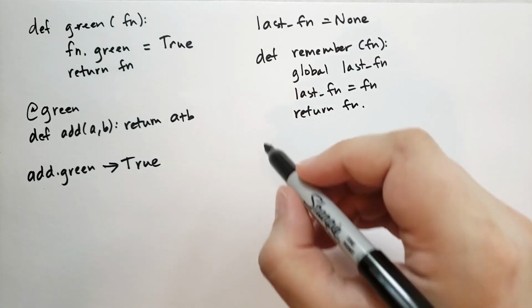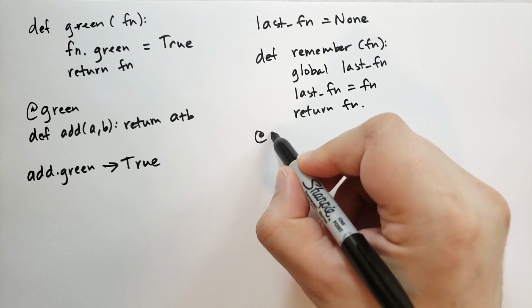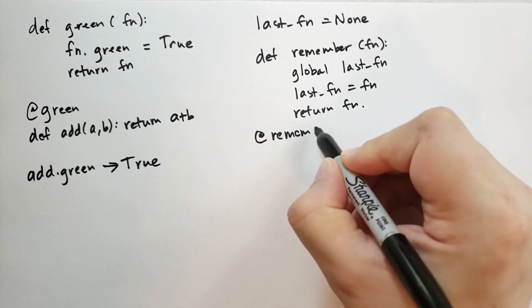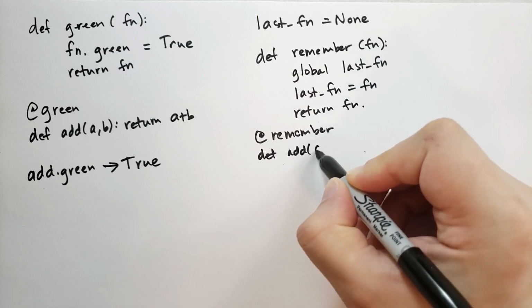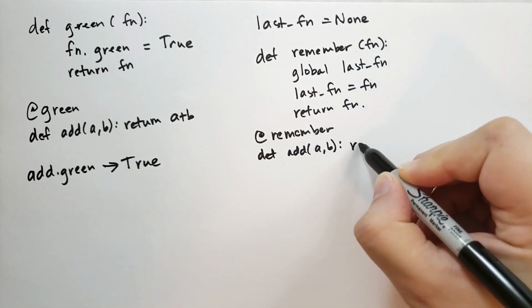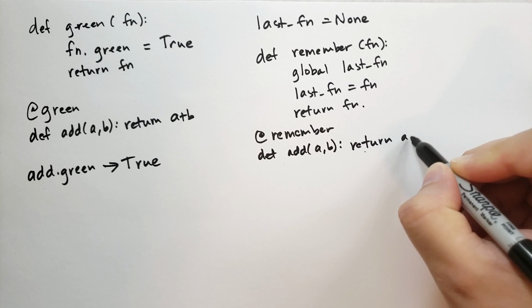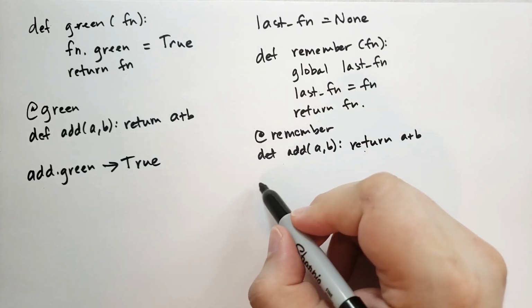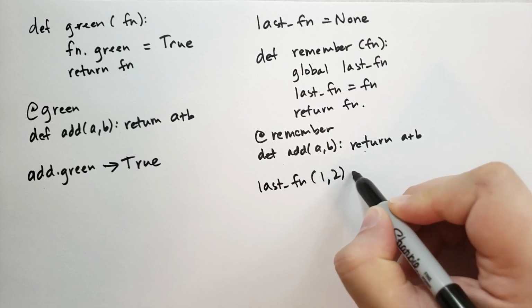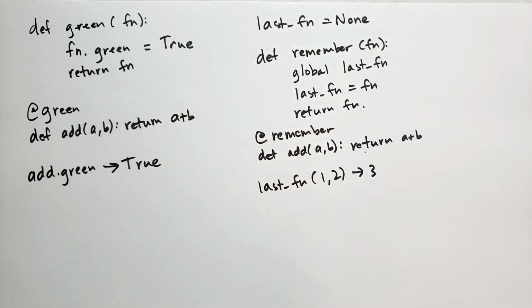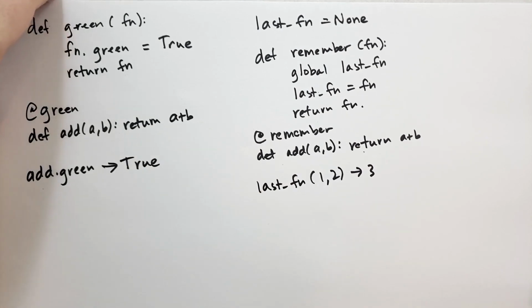Okay, and so let's use this decorator. So we do @remember, def add(a, b), and we're going to return a plus b. All right, and so now we can do last_fn(1, 2), and that should give you 3. Okay, and you could try using remember on different functions and see how it works.